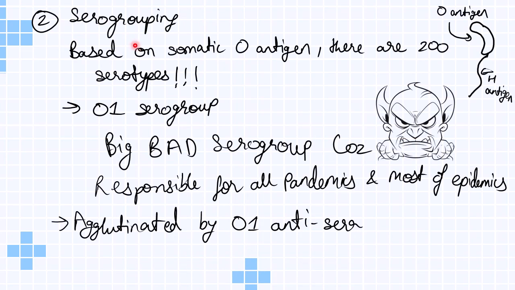Now let's classify Vibrio cholerae based on its somatic O antigen. Although there are more than 200 serotypes, the O1 serogroup is the most important. It's responsible for all pandemics and most epidemics of cholera. This serogroup is agglutinated by O1 antiserum.